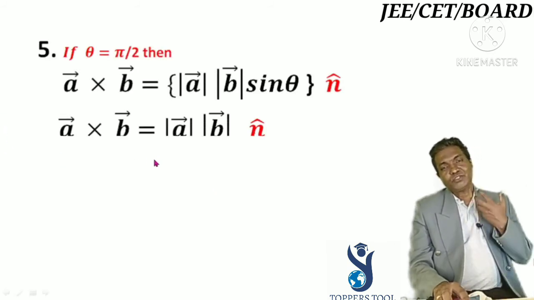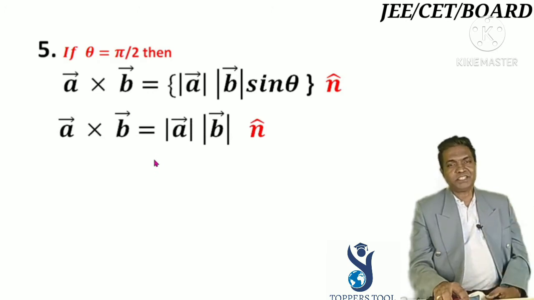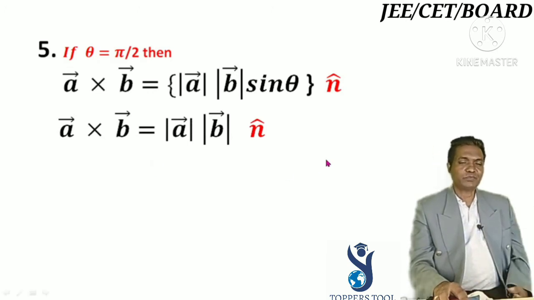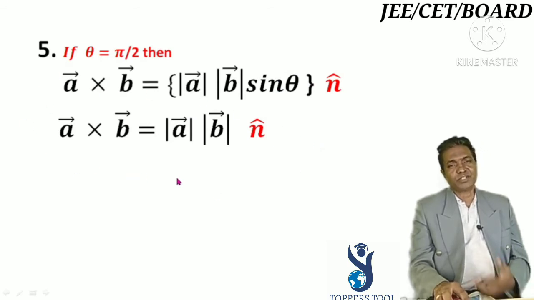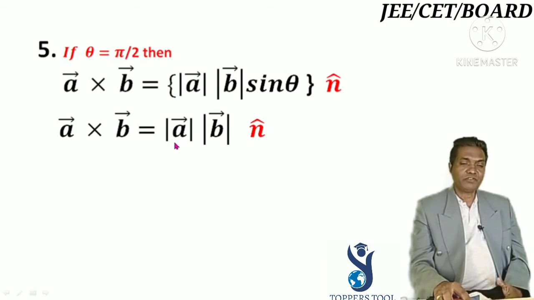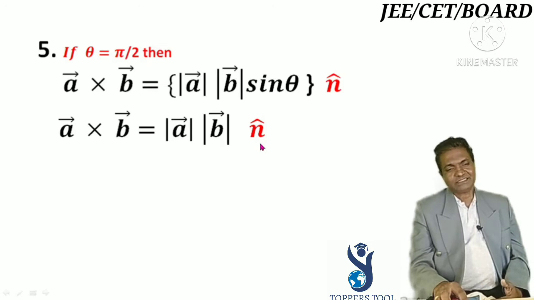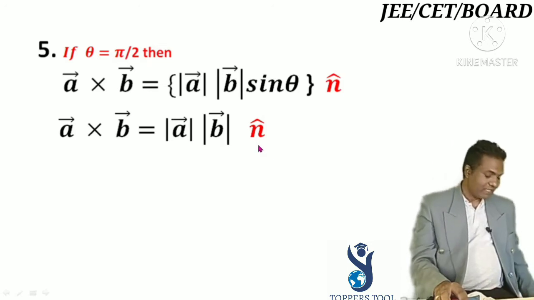Now when the two vectors are perpendicular to each other, what about their cross product? That is the question here. Sine 90 is 1. So if you substitute sine pi by 2 as 1, you will get this. The cross product of two perpendicular vectors will be the magnitude of vector A times the magnitude of vector B into n cap.